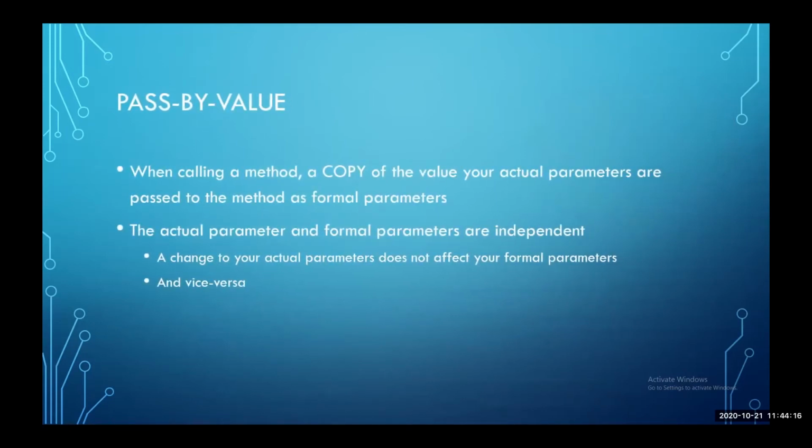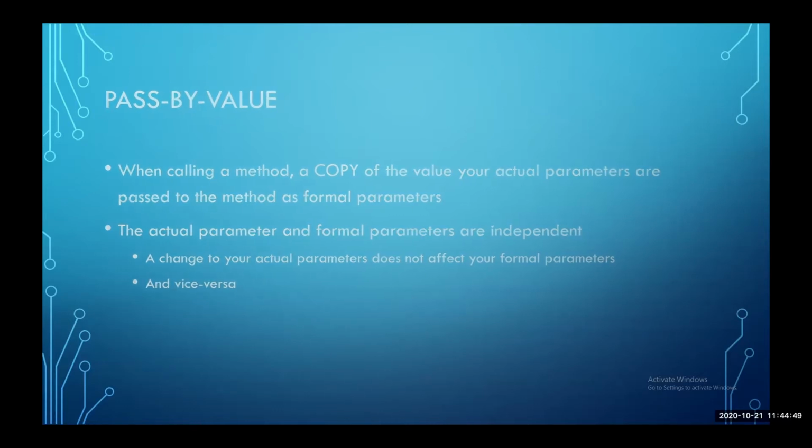Pass by value, all that means is when I call a method, a copy of my actual parameters are passed to my method as the formal parameters. It's a copy, okay? That means that the actual parameters and the formal parameters are completely independent of one another. If I change the actual parameters after I call the method, it doesn't change what's happening in the method. If I change the formal parameters inside the method, it doesn't change the actual parameters. So what do I mean by that?